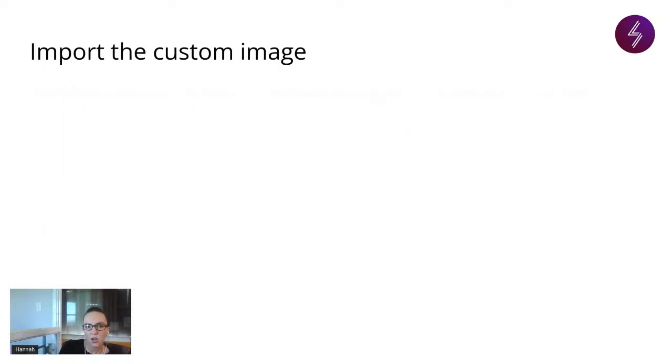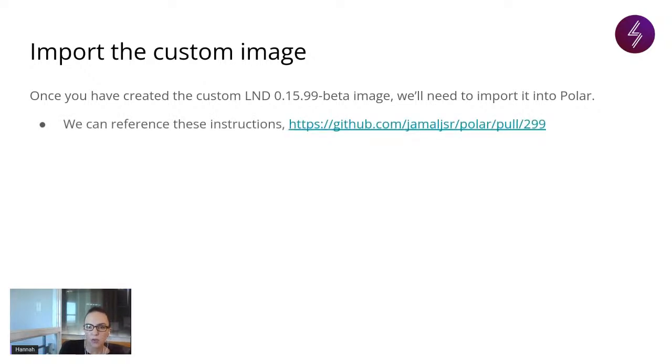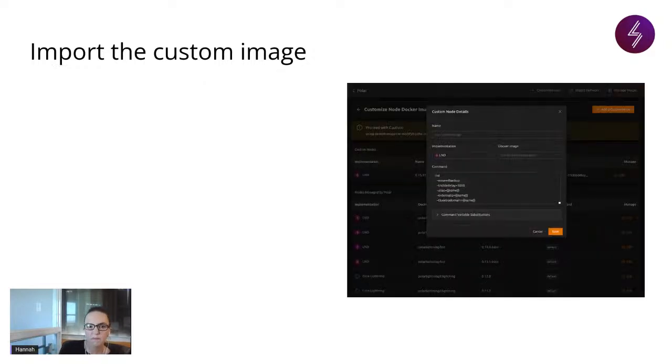All right. So then we have to import the custom image. Essentially, what we have created is a custom Docker image for LND 0.15.99-beta, and we'll need to import that into a Polar network. Again, Jamal provides some instructions here, so you can have a look at the specific instructions for importing that custom image into Polar. All right, so here's a screenshot of that.